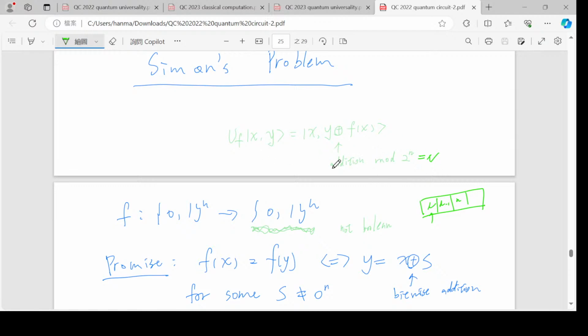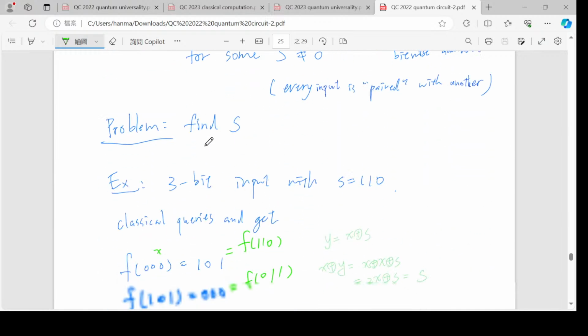We have been saying that the quantum query takes x, y, and then you become x, y ⊕ f(x). This y ⊕ f(x) is pretty clear when y and f(x) are 1 bit, where it is just addition mod 2. And here y and f(x) are n-bit strings.